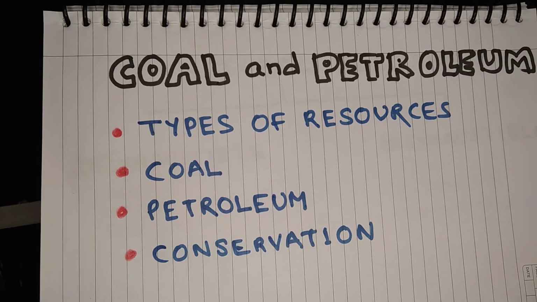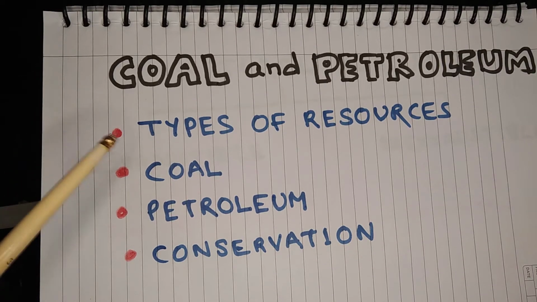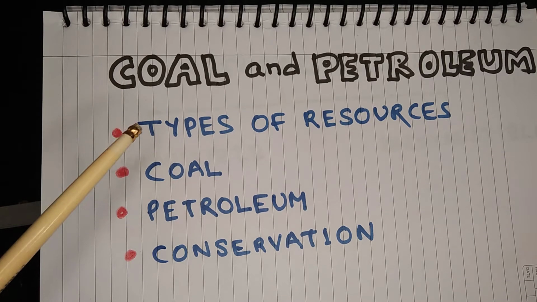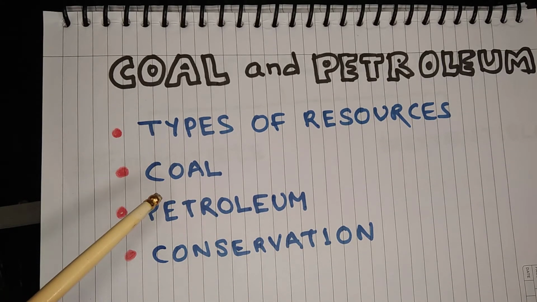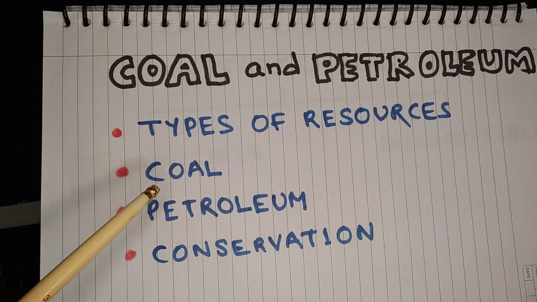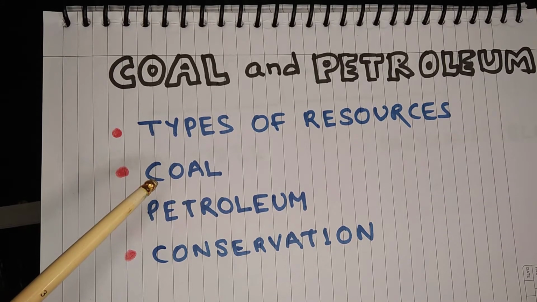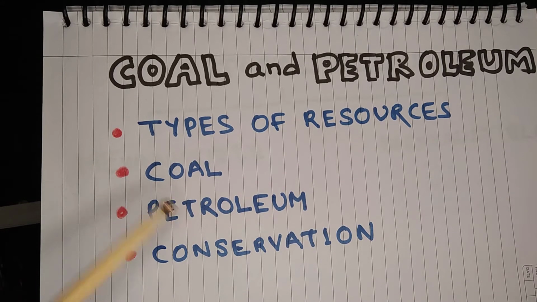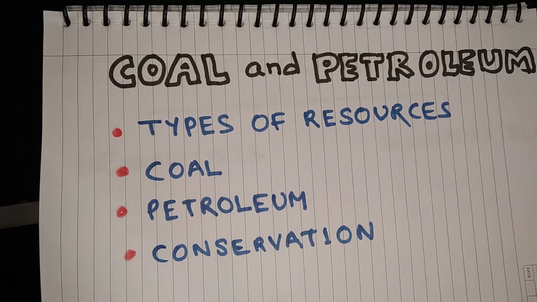In this lesson, you will be learning about coal and petroleum. You will learn about types of resources. Then you will learn about formation of coal and petroleum and about usage of the products of coal and petroleum. At the end of the lesson, you will be learning about conservation with reference to PCRA guidelines.